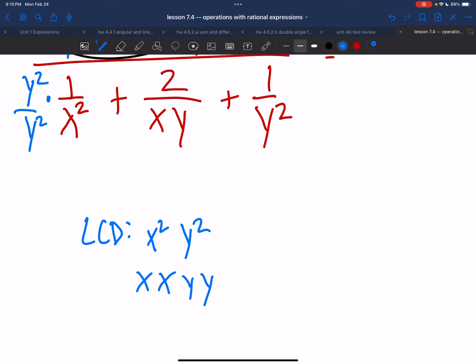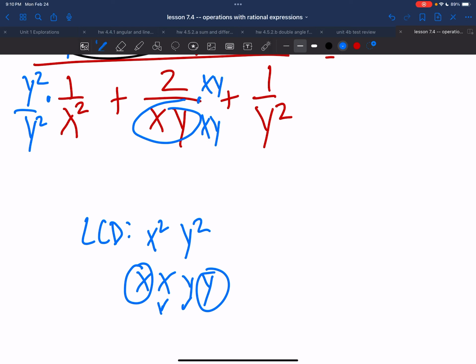In the middle fraction, you have xy. And you have an x, you have a y, but you need another x and another y. So you multiply by xy over xy for the middle fraction. Okay? I hope that makes sense. And then 1 over y squared, that's y. You need x squared over x squared, because that's the thing that's missing, is that x squared.